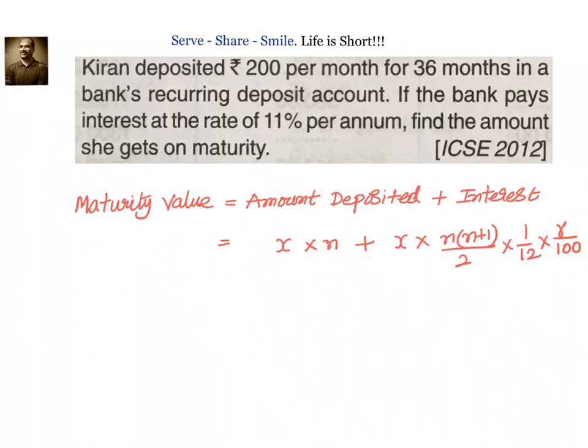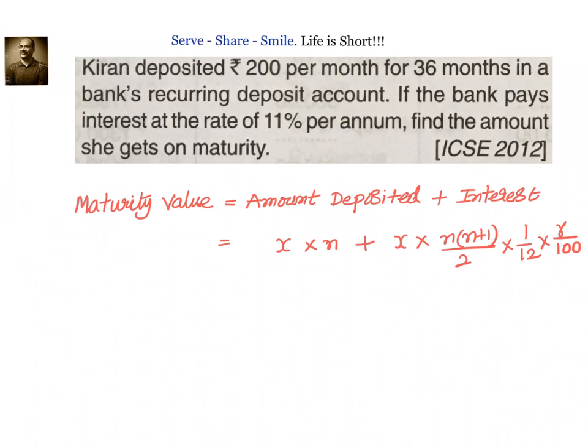In this session, we'll try to solve some problems related to banking recurring deposits specific to ICSE syllabus 10th class. Now, the formula we are going to use in this concept is maturity value is equal to amount deposited plus interest. How this formula is derived, I will explain at the end of the session, after we solve around 2 to 3 problems. If you are interested, you can go through the derivation part, or you can just remember the formula. That should be okay. So let's go ahead with the first problem.